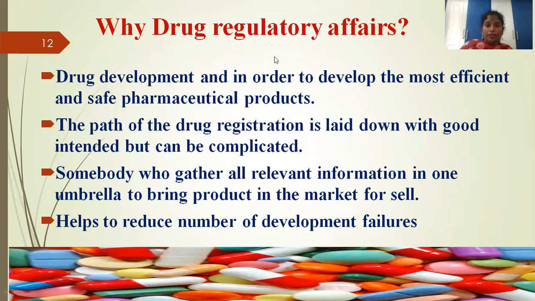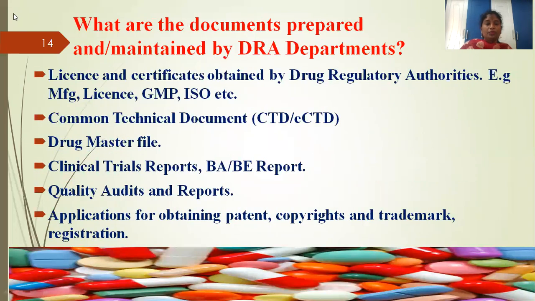We already discussed the drug development process. So what are the different documents prepared and maintained by the DRA departments? The licenses and certificates obtained from the drug regulator. They maintain license certificates, GMP certificates, manufacturing certificates, ISO (International Standards Organization) certificates, common technical document certificates, drug master files, and clinical trial reports.